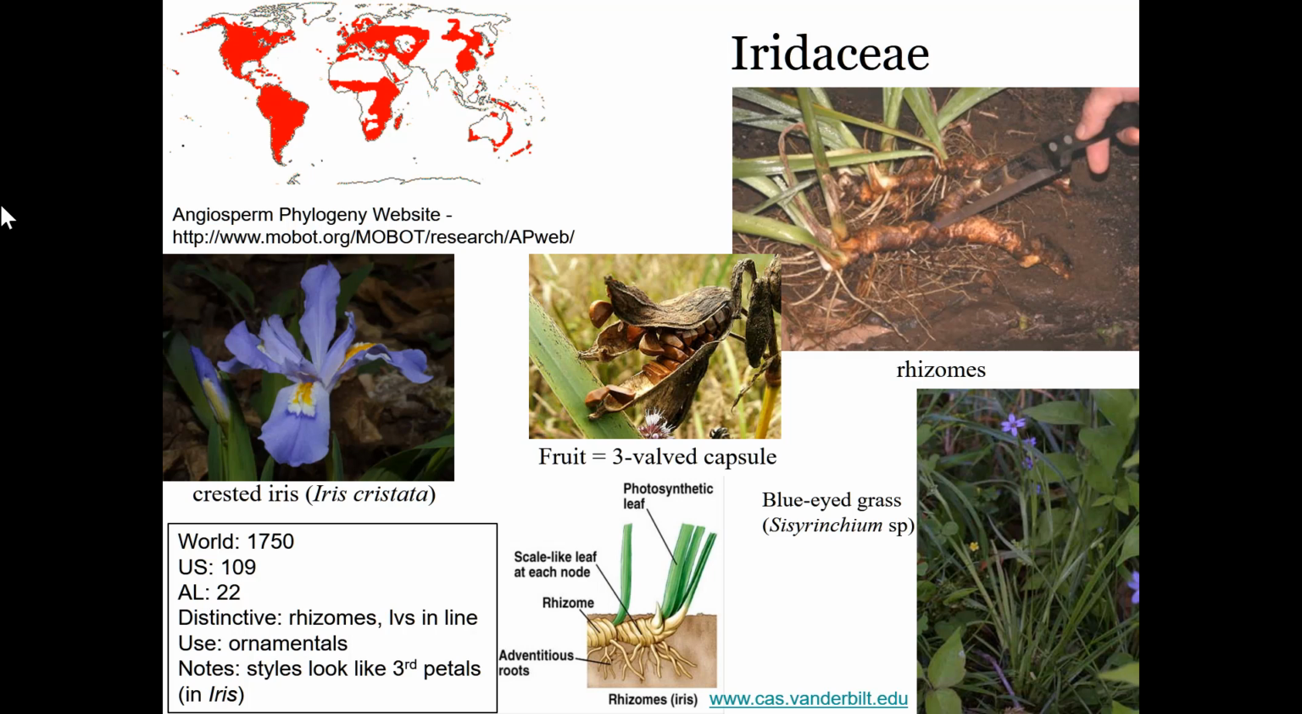Again, like most of the other members of the monocot lineage, they have flower parts in threes. They are herbaceous. What makes irises a little bit more distinctive is that they all have rhizomes, so they are rhizomatous. So here is that underground stem that the leaves come out from. And what's kind of distinctive about irises is that these leaves tend to come out in a line.